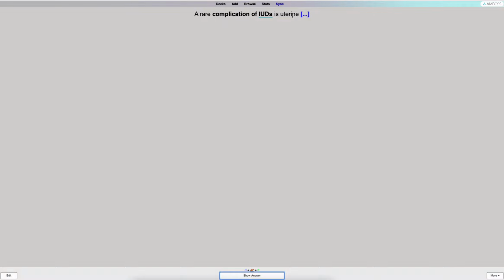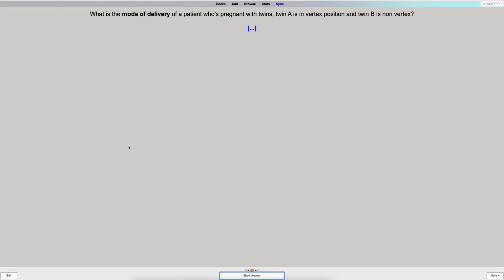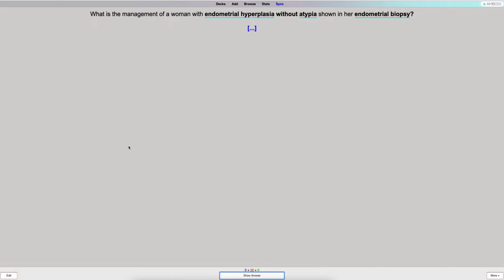Rare complication of IUDs is uterine perforation. These are clues for individuals who don't bleed after menses. When primary symptoms are getting worse over time, the most delivery, both vertex and non-vertex, is cesarean section. Depression primarily dyspareunia, which is pain during sex. Trying expectant management first. Cervix management is manual.